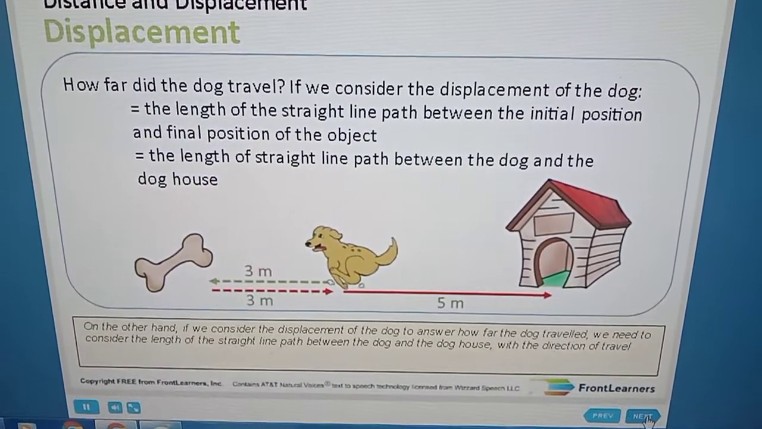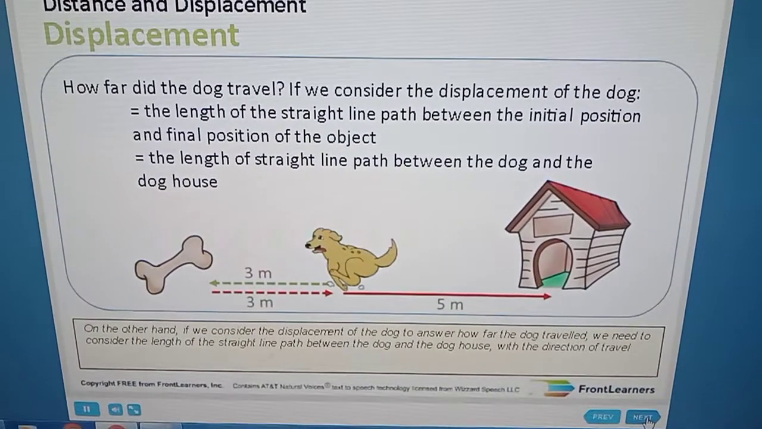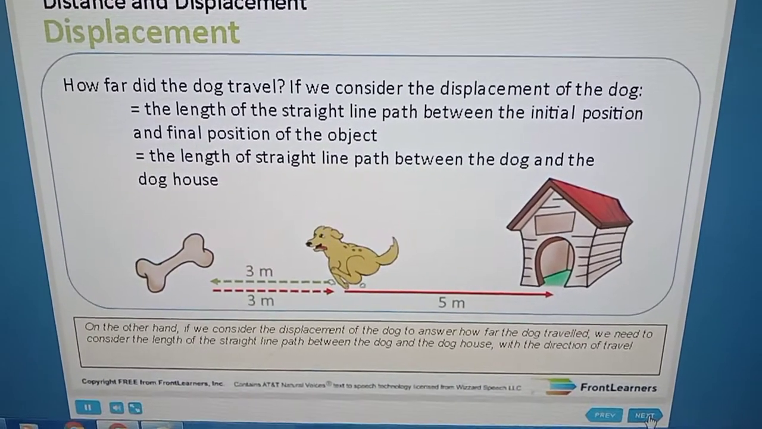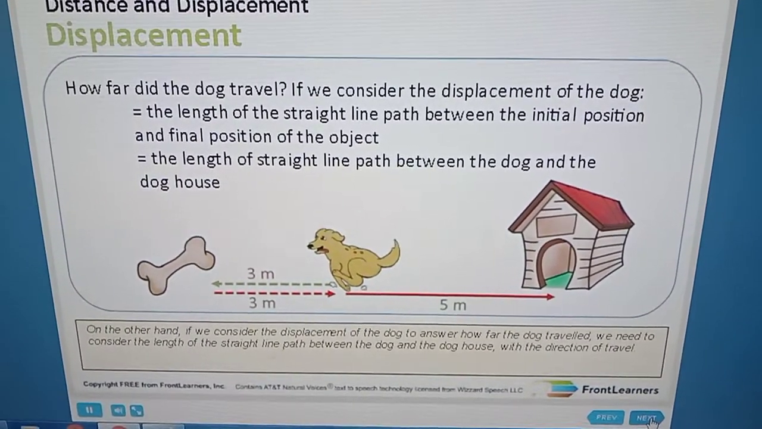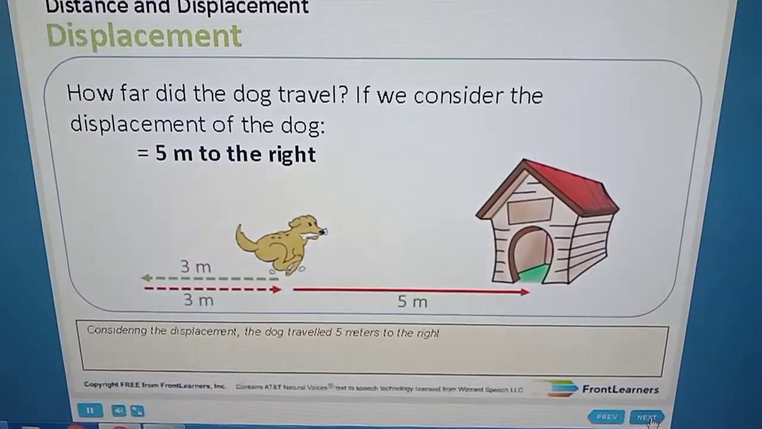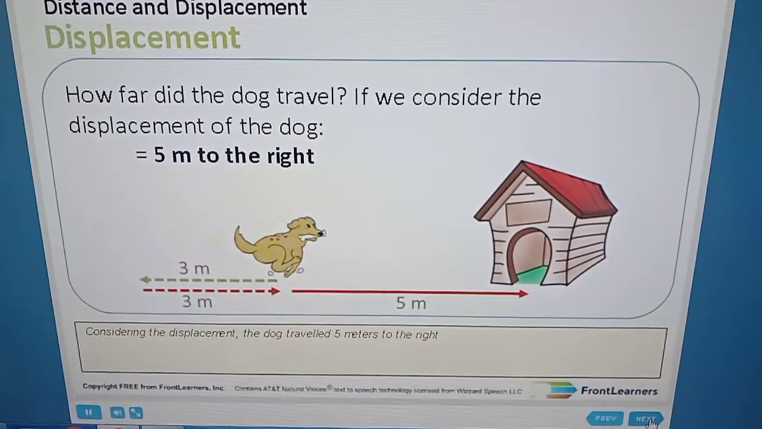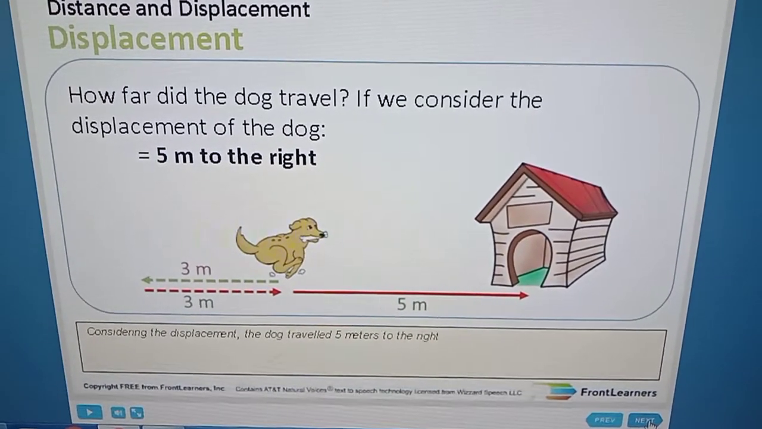On the other hand, if we consider the displacement of the dog, to answer how far the dog traveled, we need to consider the length of a straight line path between the dog and the dog house, with the direction of travel. Considering the displacement, the dog traveled 5 meters to the right.